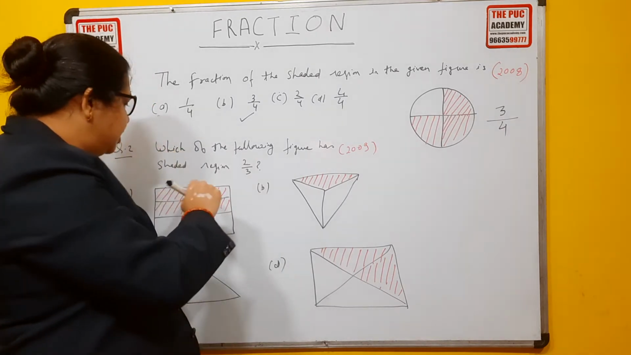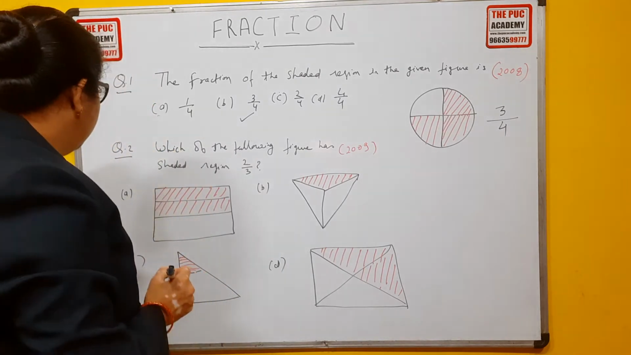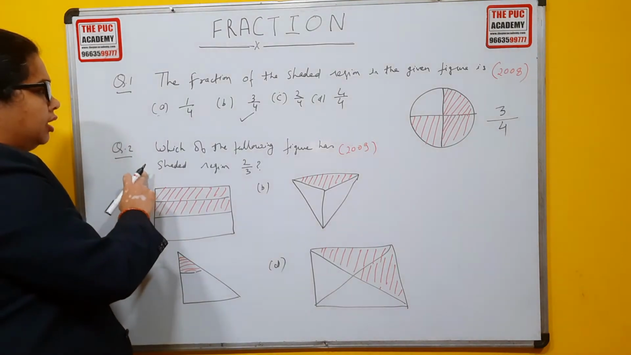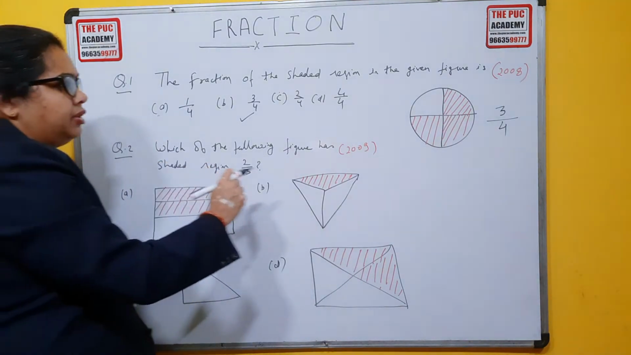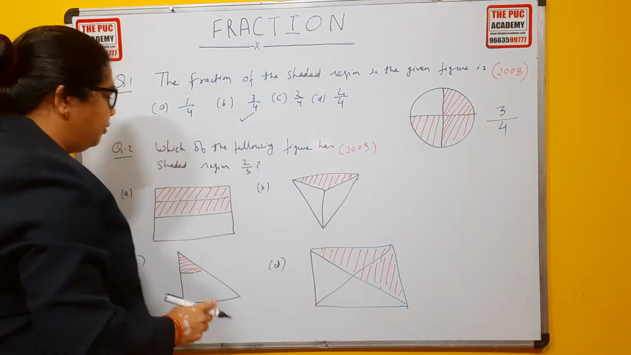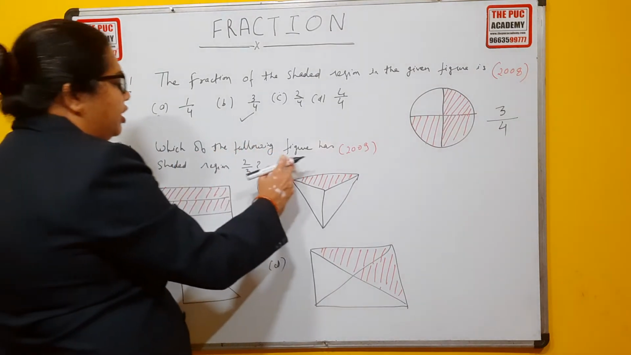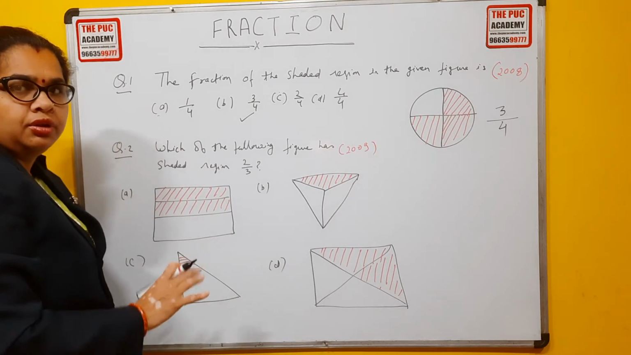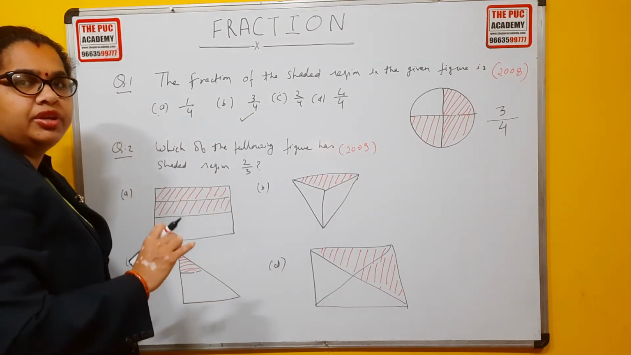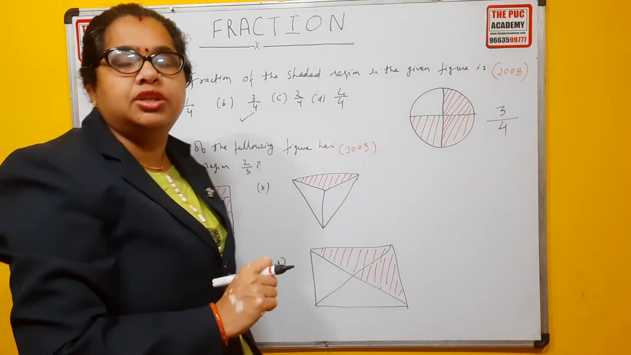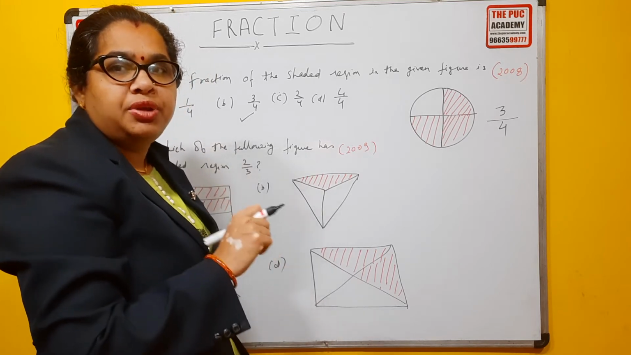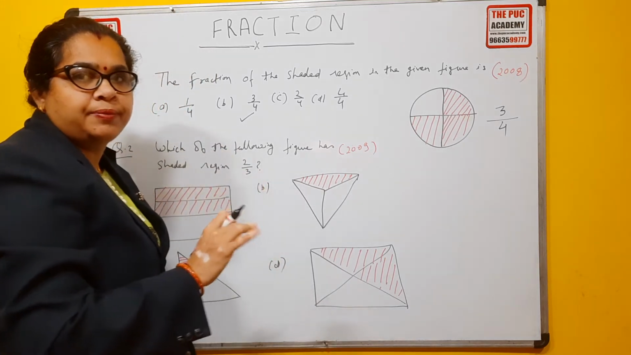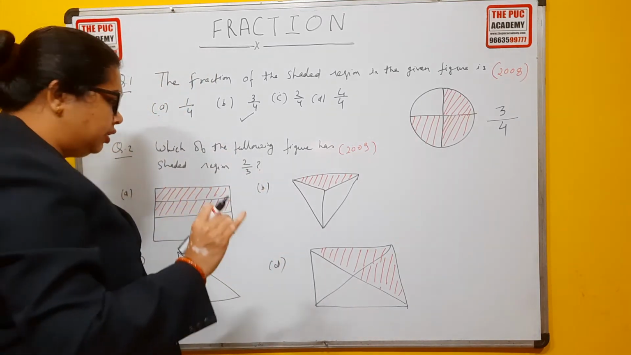Now we see the next question here. Question number 2, this question has come in 2009. Which of the following figures has shaded region 2 by 3? Which of the following figures has shaded region 2 by 3? It means there are total 3 parts. First thing, there are total 3 parts.